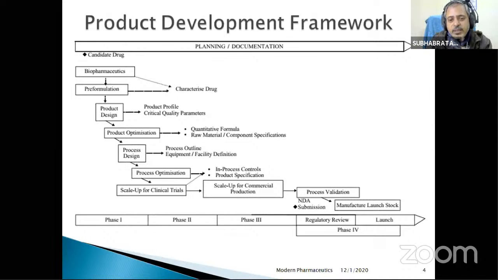Without knowing whether the drug can really be administered to the patient, without getting the new drug application approved, there is not much point always in doing the pre-formulation, because if it fails during the preclinical phase only, there is no point in developing a new dosage form, because we cannot give it to the patient.